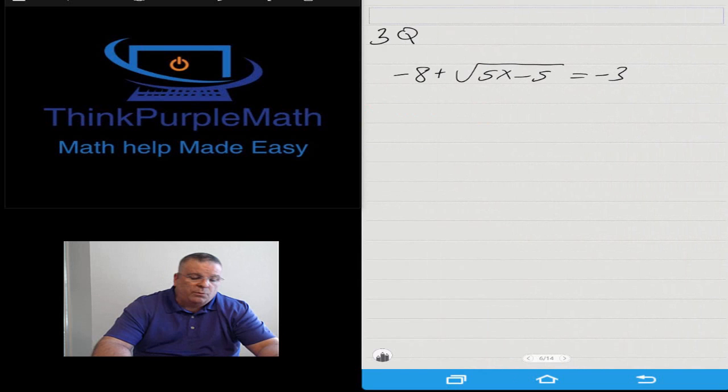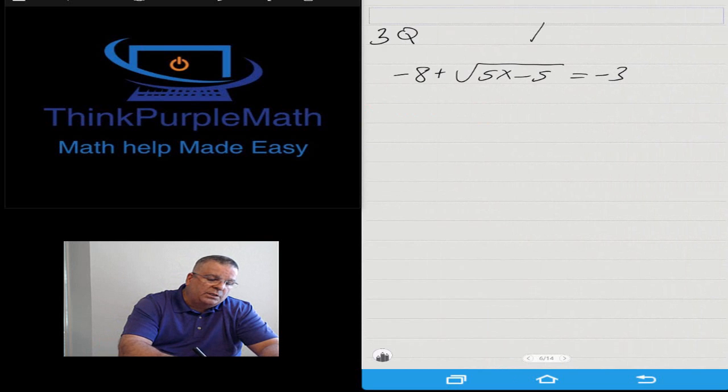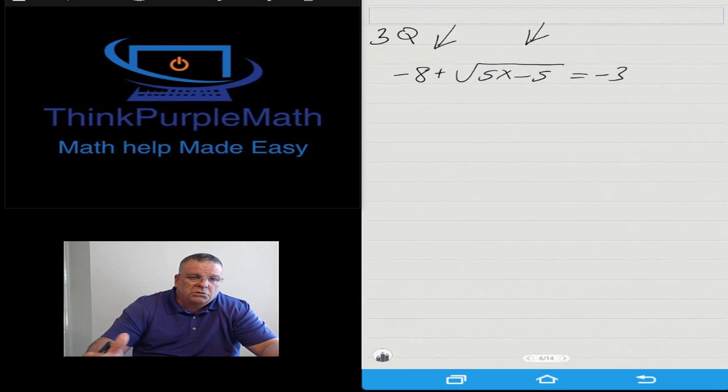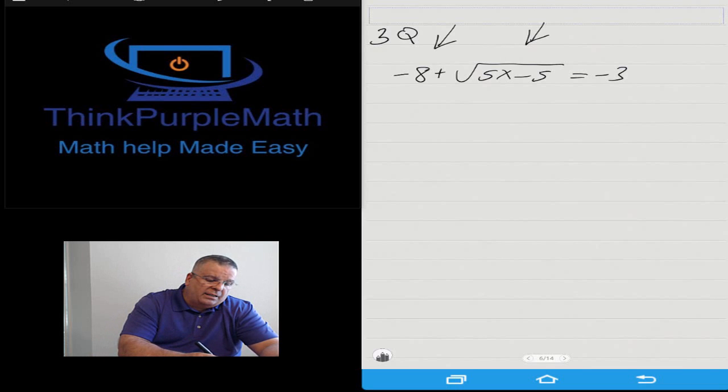Okay, now we're going to go to a little more challenging problem. Now we have to actually isolate the radical. In this case, we have the radical, which is below my arrow, and we have a negative 8 that's connected to it. So we're going to apply inverse operations and unhook or cancel out the negative 8 by adding 8 to both sides.